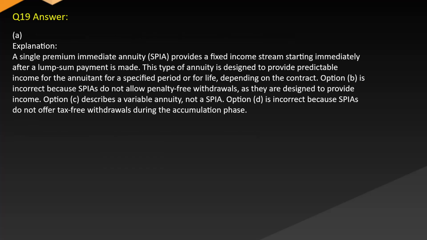Answer A. Explanation. A single premium immediate annuity, SPIA, provides a fixed income stream starting immediately after a lump sum payment is made. This type of annuity is designed to provide predictable income for the annuitant for a specified period or for life, depending on the contract. Option B is incorrect because SPIAs do not allow penalty-free withdrawals as they are designed to provide income. Option C describes a variable annuity, not a SPIA. Option D is incorrect because SPIAs do not offer tax-free withdrawals during the accumulation phase.